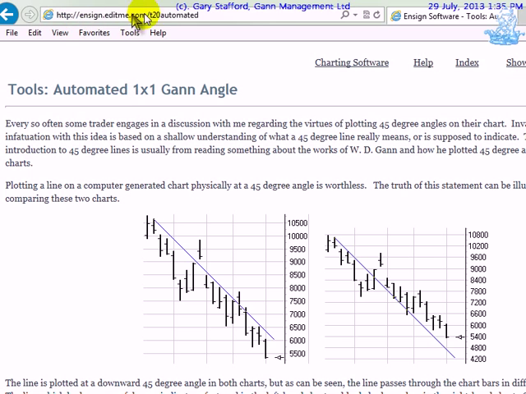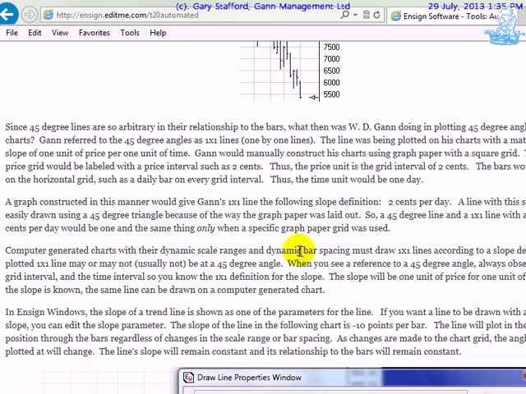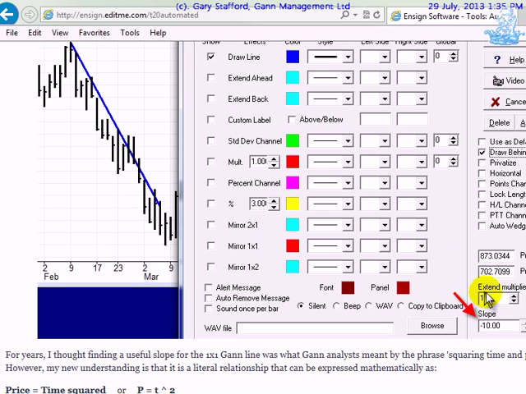So hopefully you can see the web address there, and basically it talks about an automated 1 by 1 Gann angle, or a 45-degree angle. Now I'll let you read what it says, and it starts off pretty well. It explains the problem, but unfortunately it then comes up with a way of representing a 45-degree angle based on the scale that you're actually looking at on your computer. But the first part of it explains the problem, which is good, so I'll let you read all that. And then down here there's a bit in his software that basically allows you to extend the multiplier and the slope.